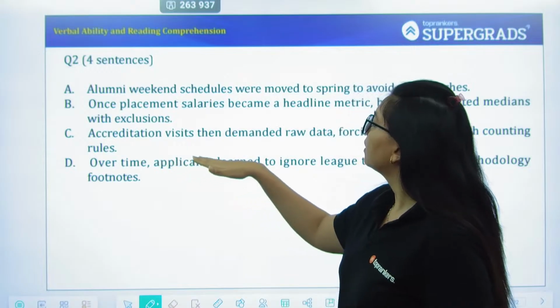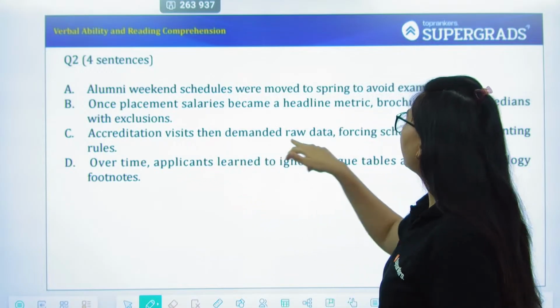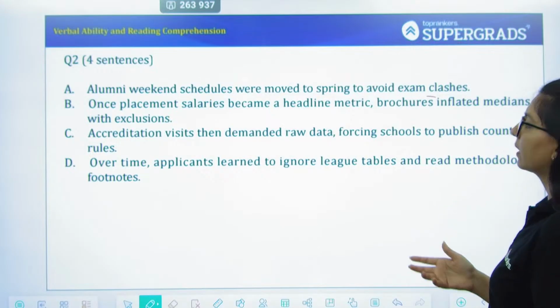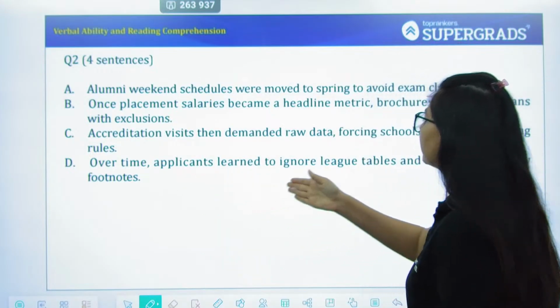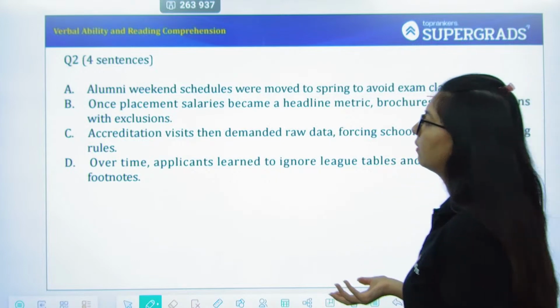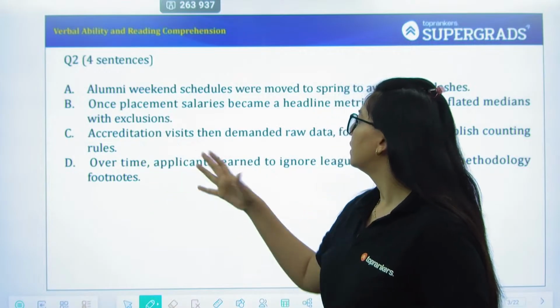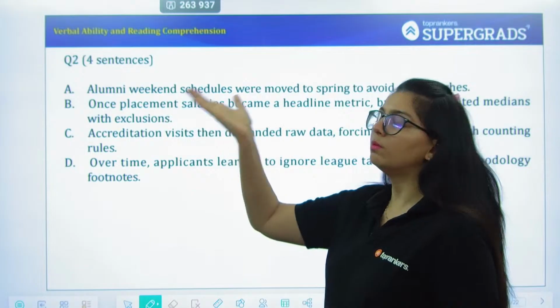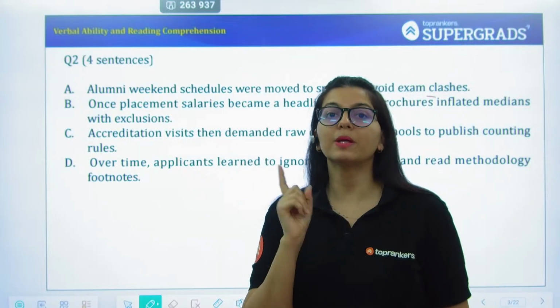Now, accreditation visits then demanded raw data, forcing schools to publish accounting rules. Over time, applicants learn to ignore league tables and read methodology footnotes. So while all of these seem to be about some sort of classroom setup, we know that this is about the alumni weekend. Alumni are going to always be the pass outs.